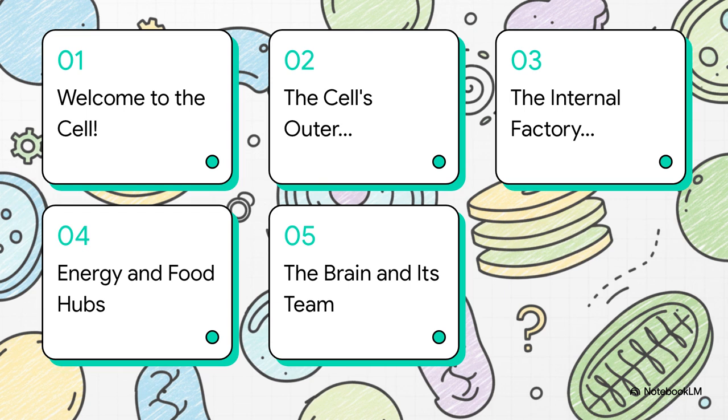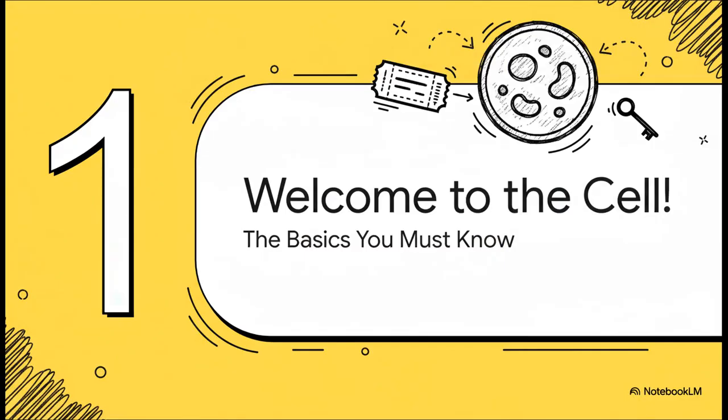Okay, so what's on the itinerary for our grand tour? Well, we'll start with the basics, then we'll check out the city's walls and security. After that, we'll visit its busy factories, stop by the power plants, and finally, we'll meet the big boss, the CEO, in the main office. Are you ready for this adventure? Let's go!